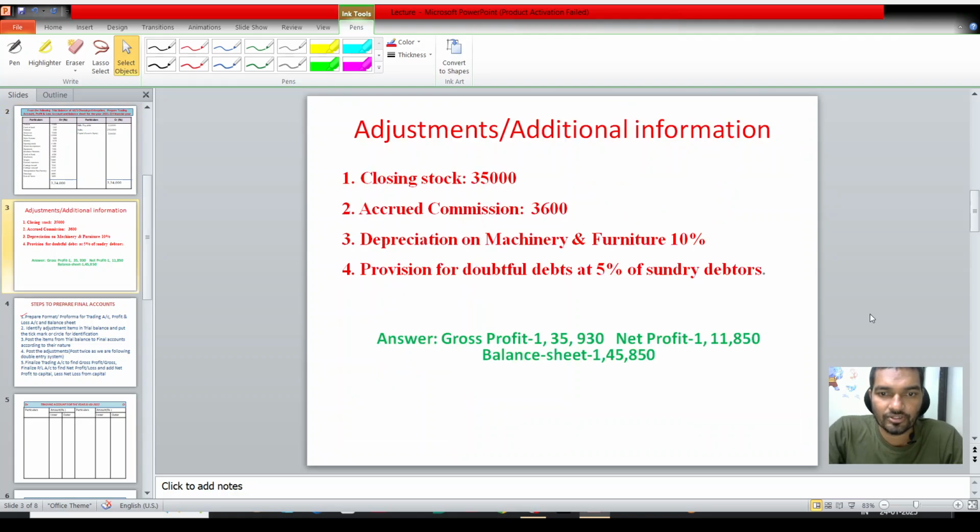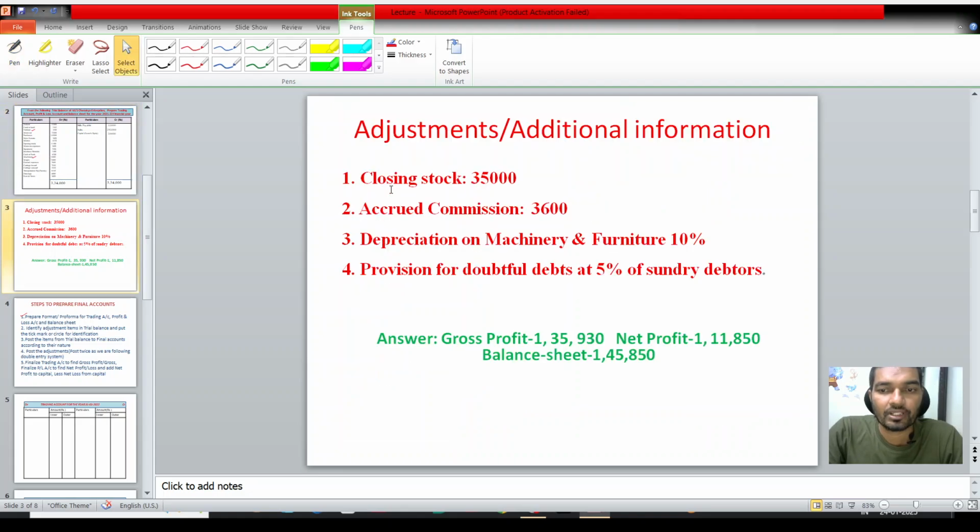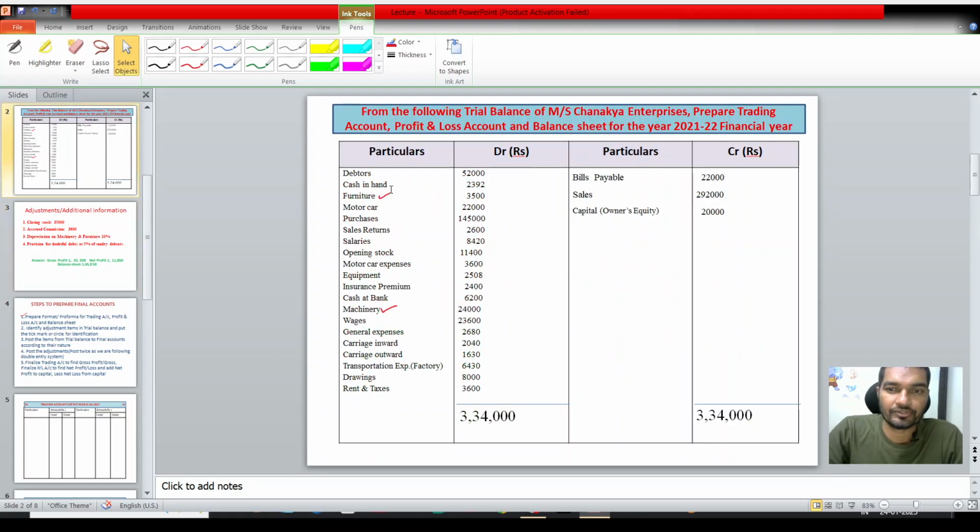Third one is depreciation on machinery, furniture. So we need to put the tick mark for the machinery, and the next one is furniture. So we need to do adjustment for these 2 fixed assets. The last adjustment is provision for doubtful debts at 5% on sundry debtors. So this adjustment always we need to do against the sundry debtors. The first item is that only.